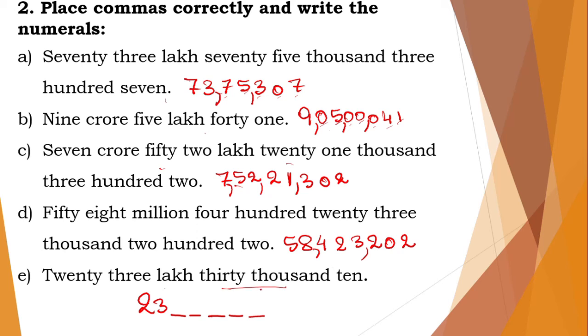Now we have 30,000. So 30 will come. And we have directly 10. So we don't have any hundreds place value, right? So we will just put the 0. Now we will write 10. So this is the numeral. Now let's place the commas. Now again we should place the commas according to Indian system. So initially we'll put the comma after every 3 digits. Now we will put the comma after every 2 digits only. So 1, 2. Now again we don't have any other digits, right? So if we have any other digits, we could have placed the comma.